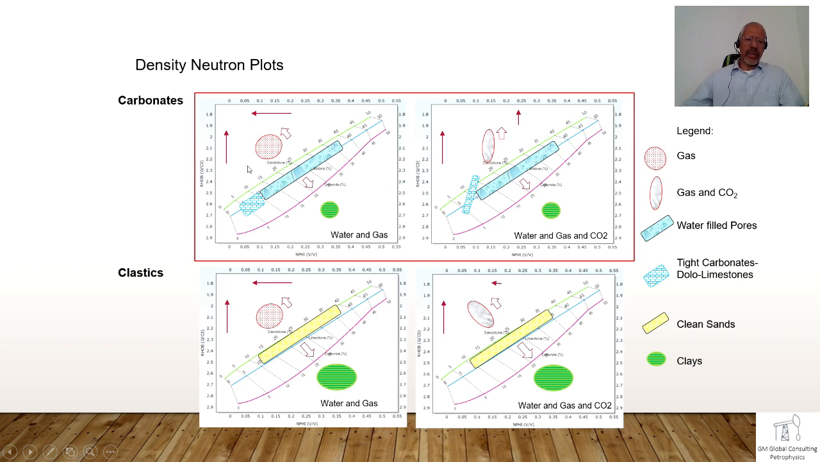Now, when we have gas, hydrocarbon gas in this case, the density will decrease and the neutron will decrease, creating a shift of the cloud of points towards the upper left.